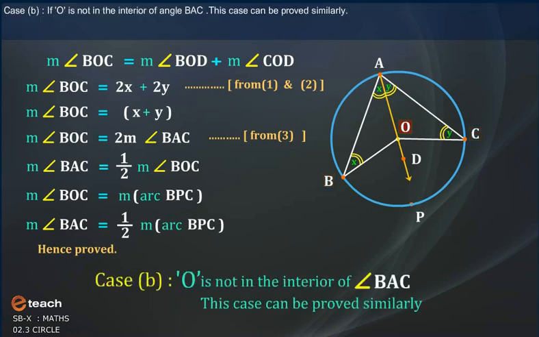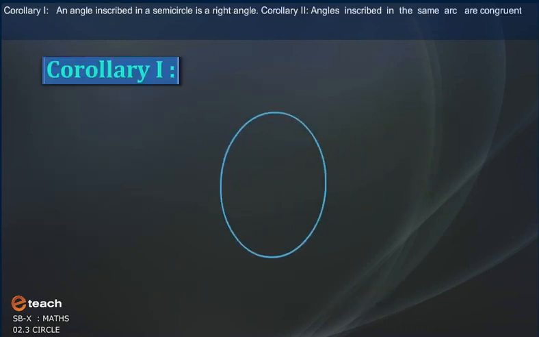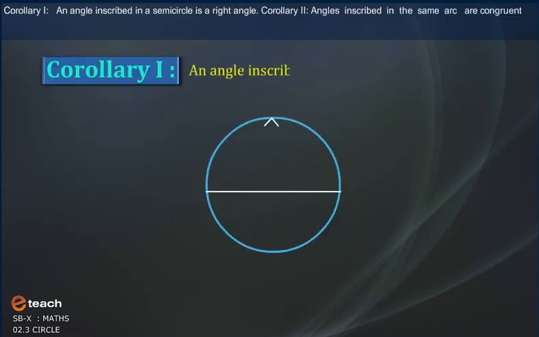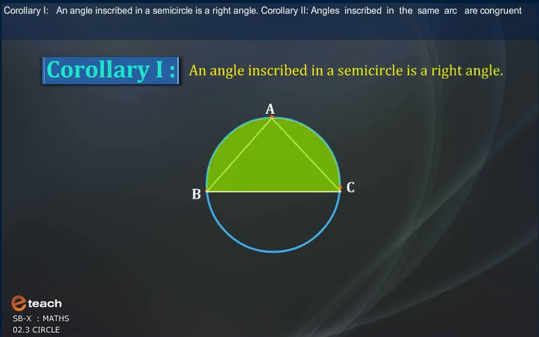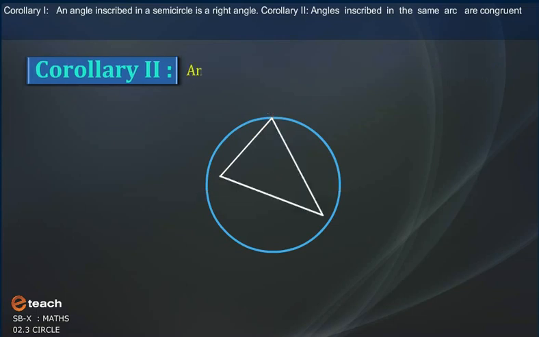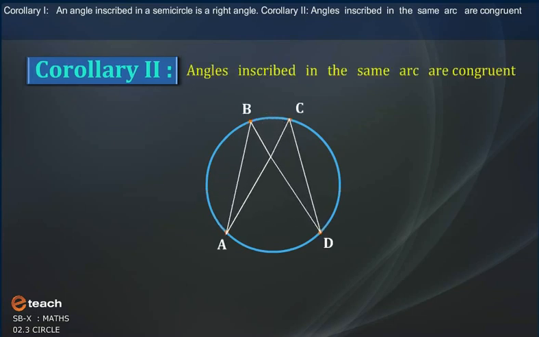Now case B. If O is not in the interior of angle BAC, this case can be proved similarly. Corollary 1. An angle inscribed in a semicircle is a right angle. Corollary 2. Angles inscribed in the same arc are congruent.